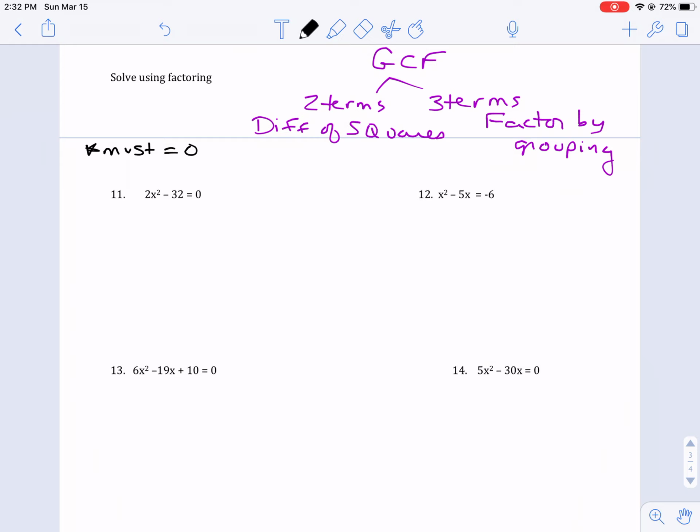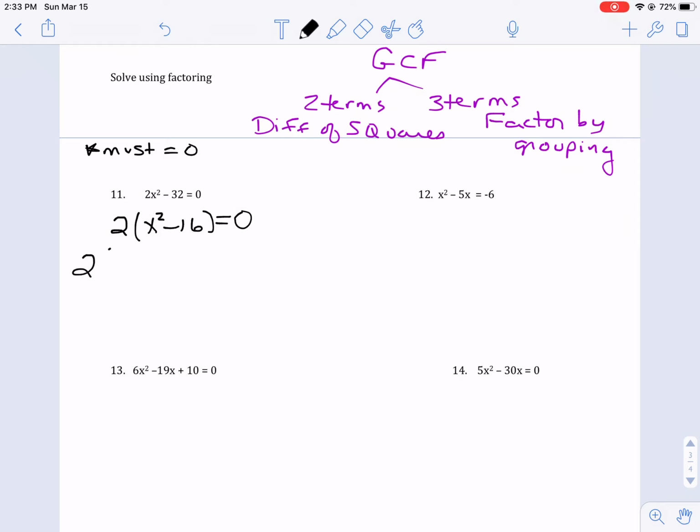So first thing you do is look for a GCF. 2 will go into all the terms. So you write down the 2, put a parenthesis, and then whatever you get when you divide by 2 goes in the parenthesis. So that'd be x squared minus 16 equals 0. I see 2 terms in the parenthesis. Is it difference of squares? Difference means I have a minus sign. Yep. Perfect square means I can take the square root of it. Well, square root of 16 is 4. So yes, it's difference of squares.